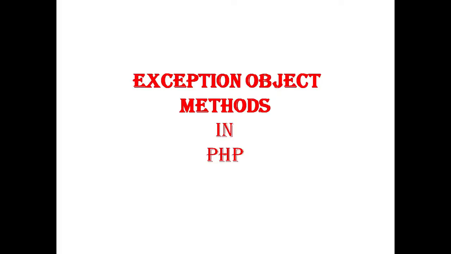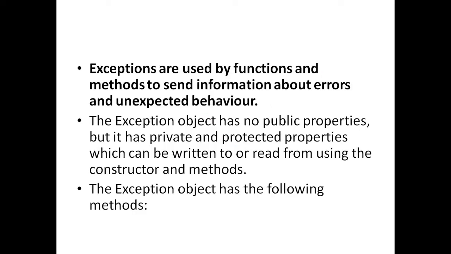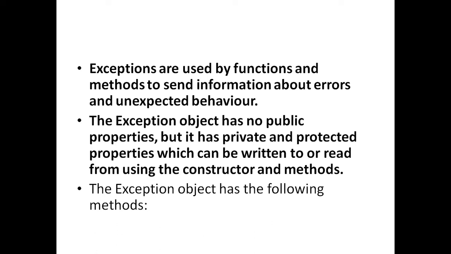Here we will see exception object methods in PHP. Exceptions are used by functions and methods to send information about errors and unexpected behavior of the program. The exception object has no public properties, but it has private and protected properties which can be written to or read from using the constructor and methods.